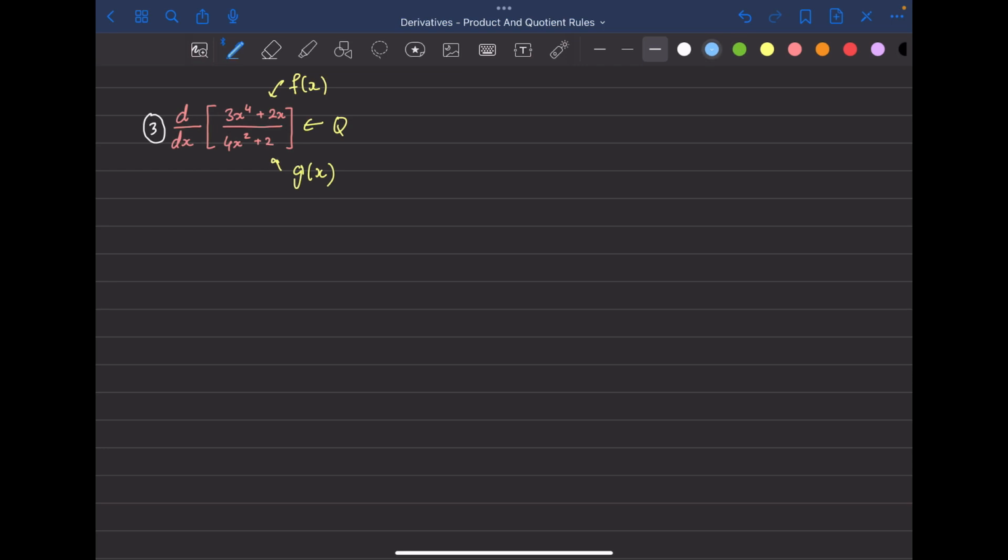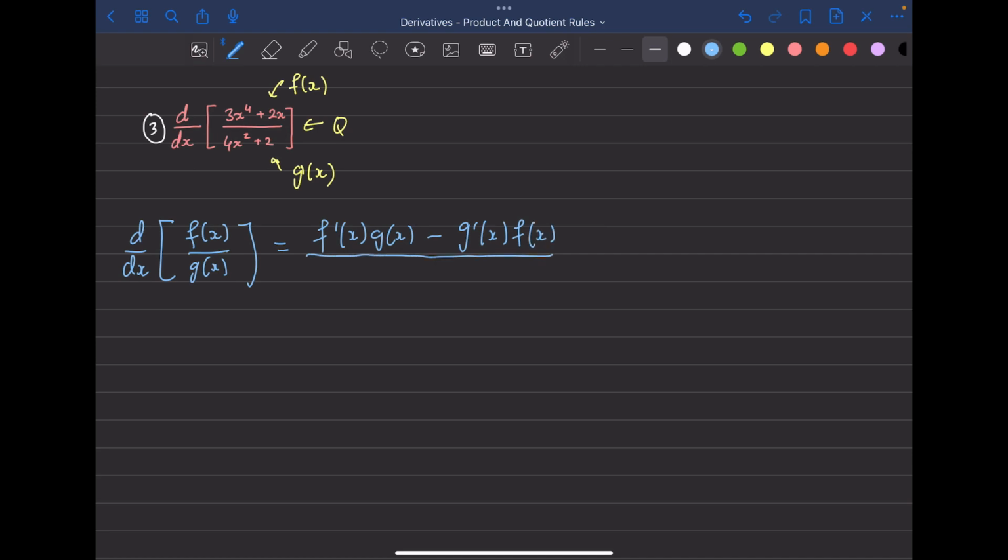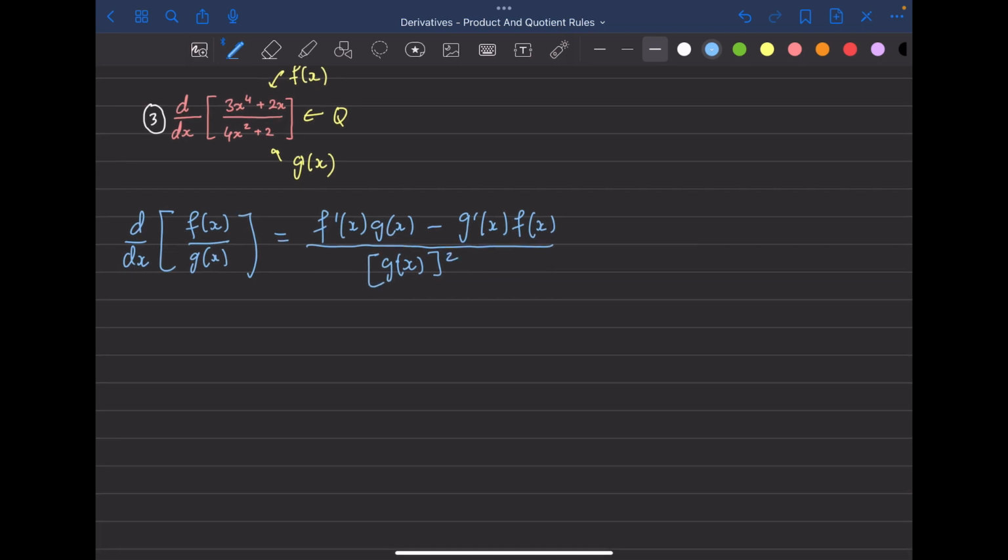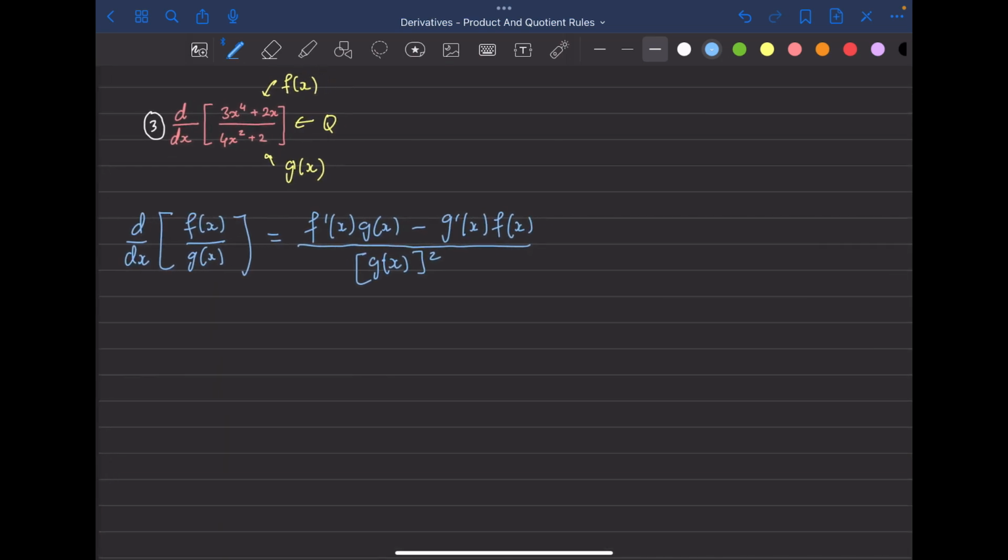But yeah, okay, so now let's actually write down the rule that we learned. If you're trying to find the derivative with respect to x of f of x divided by g of x, this is going to be equal to f prime of x times g of x minus g prime of x times f of x, all over g of x squared. So yeah, this one is a lot harder because there's a lot of things to do this time. But let's actually try to solve this.